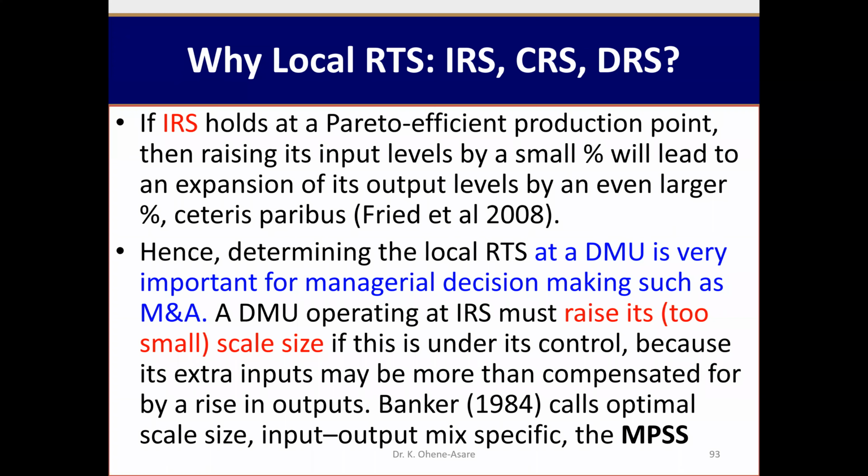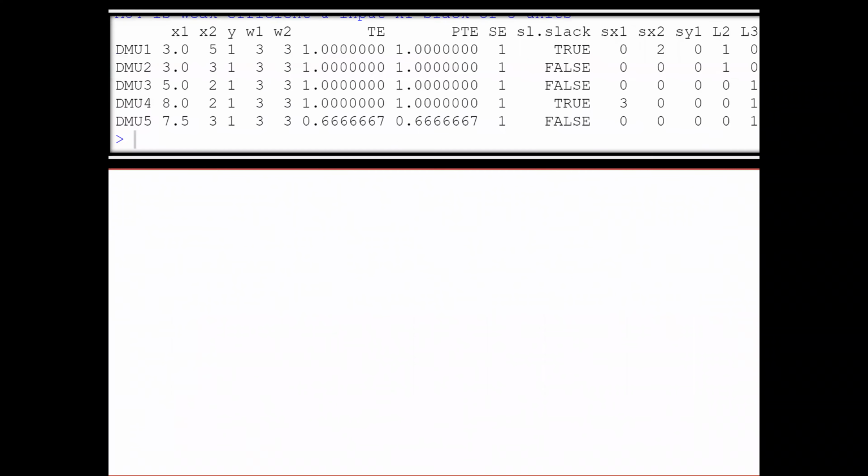And when the firm is already at constant returns to scale, the optimal scale size, Banker calls that point the most productive scale size. That means the firm is at its most productive. Such firms, you don't need to merge them with any other. So you have to know the local returns to scale, because then you can make managerial policies even better.